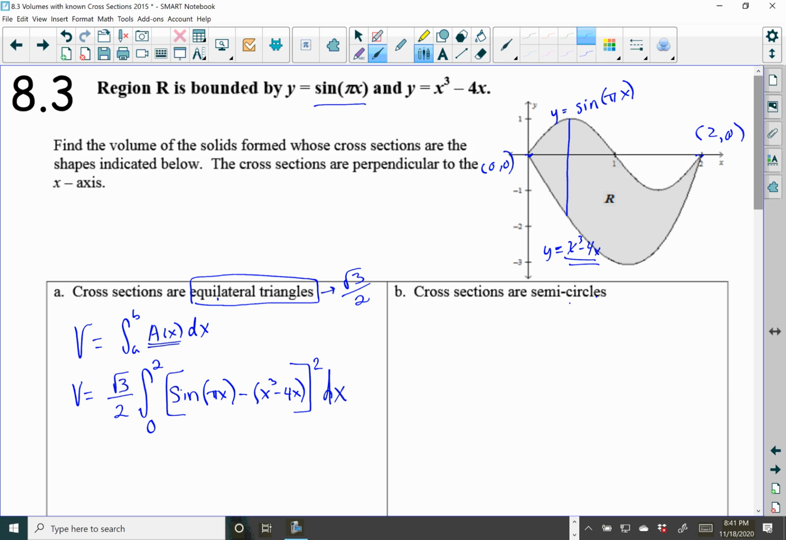Cross sections are semicircles. Okay, what's the formula for semicircles? It is a pi/8 coefficient. So I'm going to get volume equals pi/8. See, these are easy once you get rolling on them. Integral from 0 to 2. I need the span across the base squared. So my span is top function minus bottom function. Extra parenthesis required. All of this squared dx.